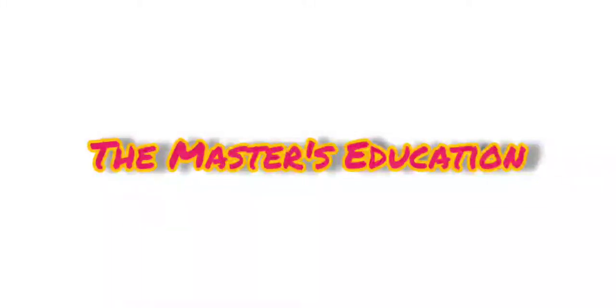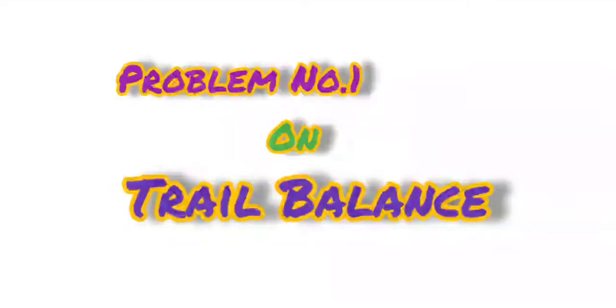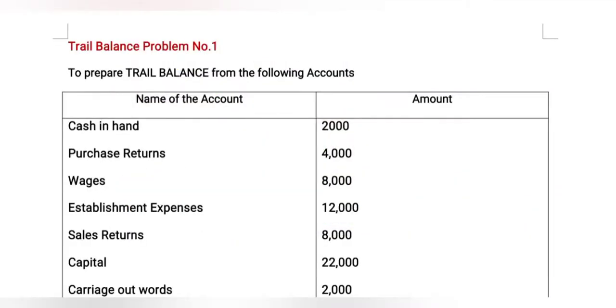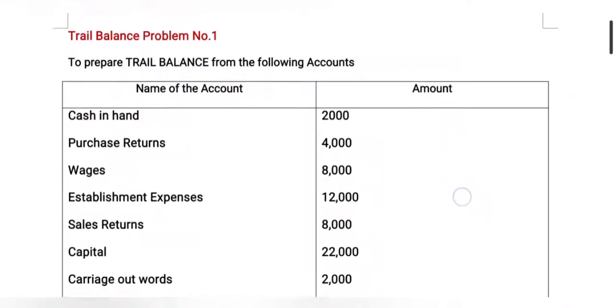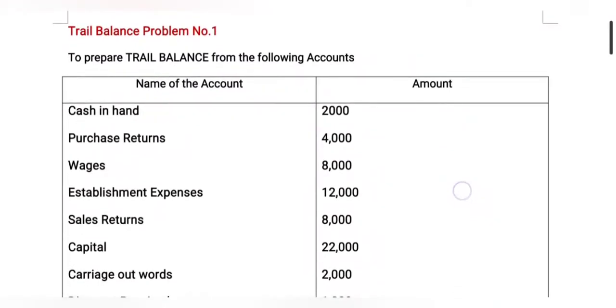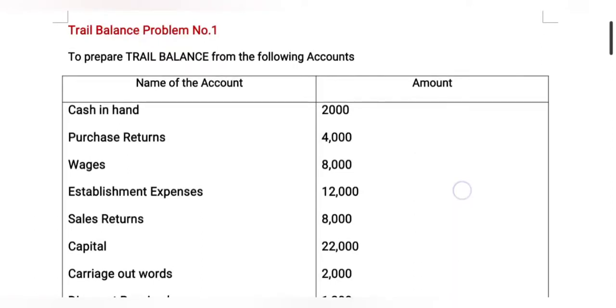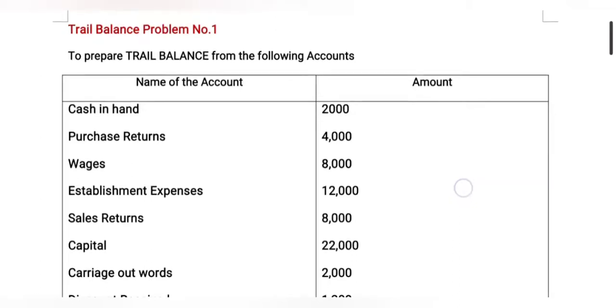This is Satya. Today we discuss a problem on trial balance. We applied the pro forma of ledger in the previous class. We first divide assets and liabilities, revenue and expenditure, profit and losses. Cash in hand is a current asset. It is the debit side of the trial balance.